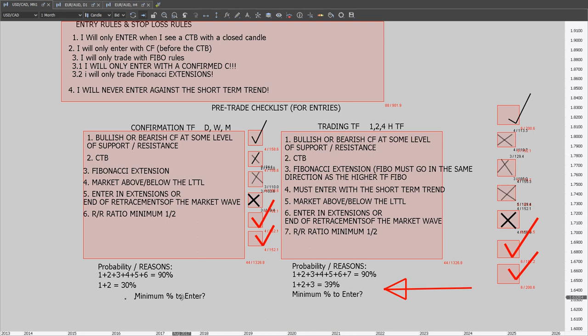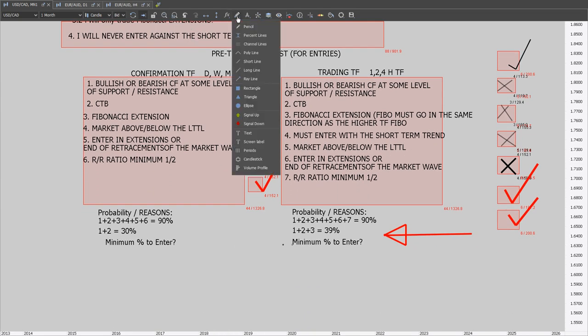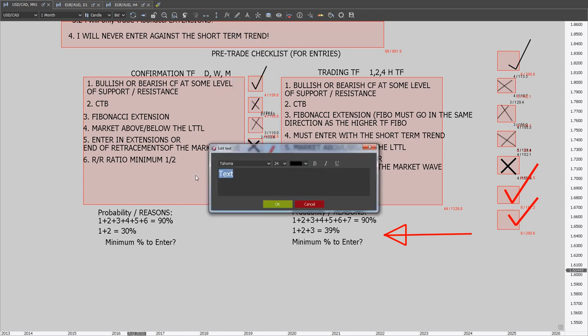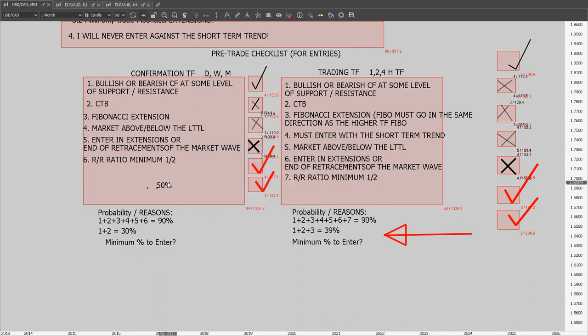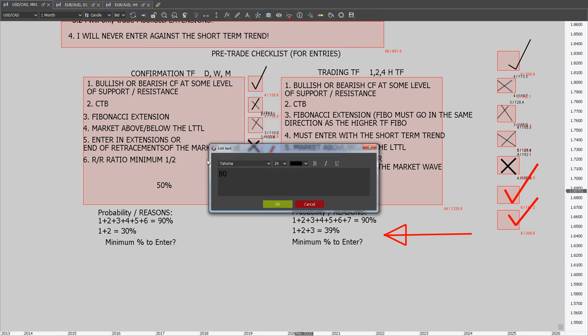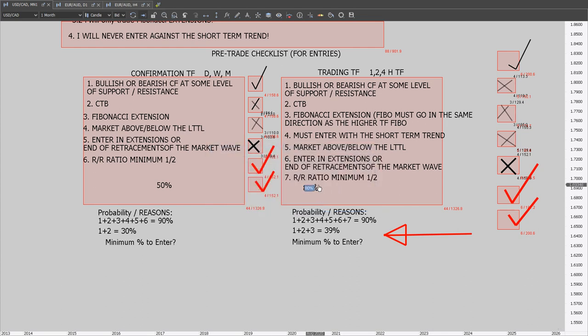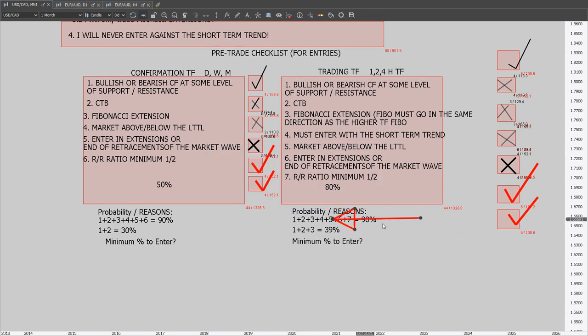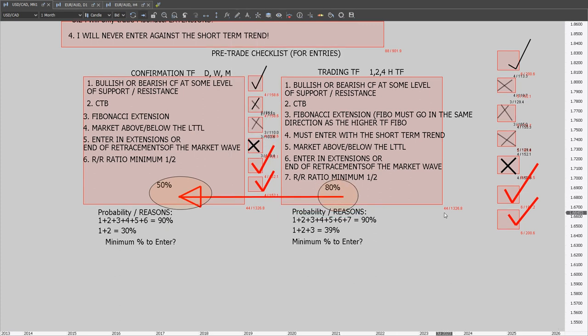Okay? Now, last question before we move to AUD NZD is this one. If you have a 50% probability on your pre-trade checklist on the confirmation time frame, but you have an 80% chance on the trading time frame, should you enter or not, everybody? Should you enter or not the trade? You have a 50% chance on the confirmation time frame, and you have an 80% chance on the trading time frame, should you enter or not?